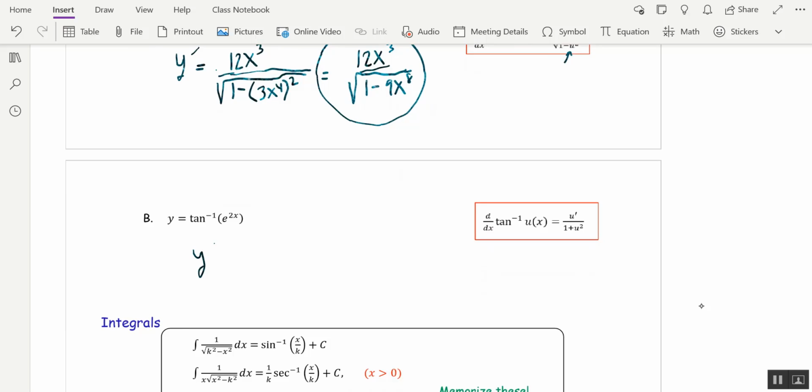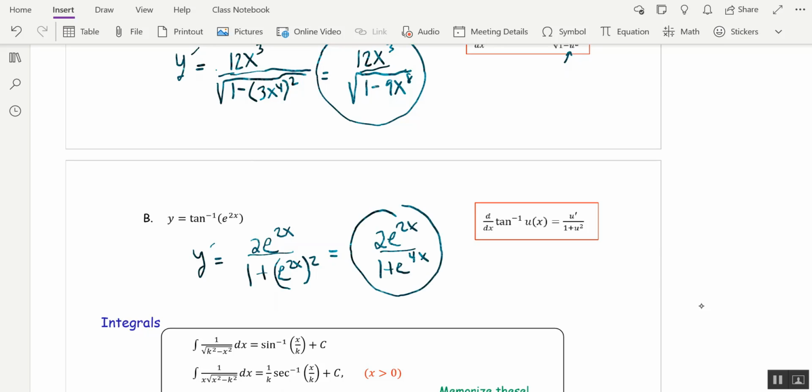So y prime is, I want the derivative of e to the 2x on top, 2e to the 2x. And on the bottom, I want 1 plus e to the 2x quantity squared. And simplify that, that's 2e to the 2x over 1 plus e to the 4x. And that's it. Pretty easy.